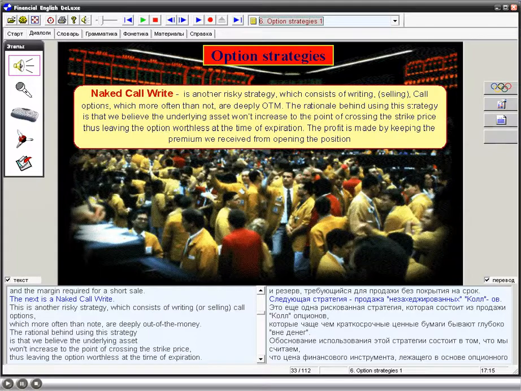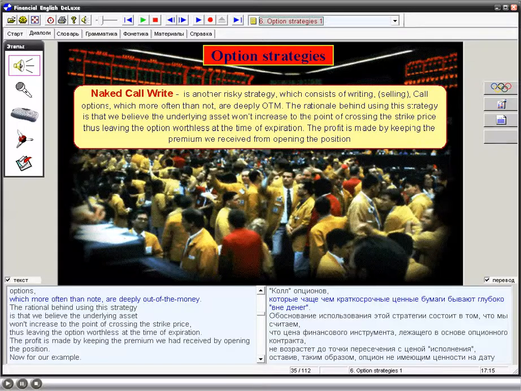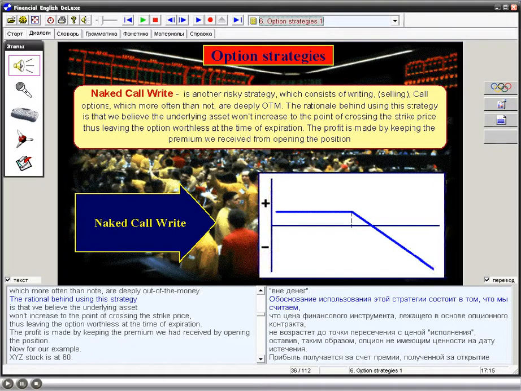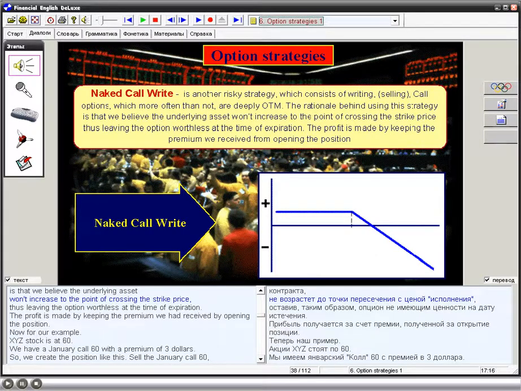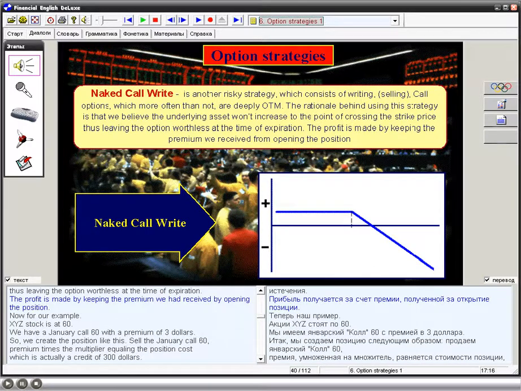The next is a naked call write. This is another risky strategy which consists of writing or selling call options, which more often than not are deeply out of the money. The rationale behind using this strategy is that we believe the underlying asset won't increase to the point of crossing the strike price, thus leaving the option worthless at the time of expiration. The profit is made by keeping the premium we'd received by opening the position.